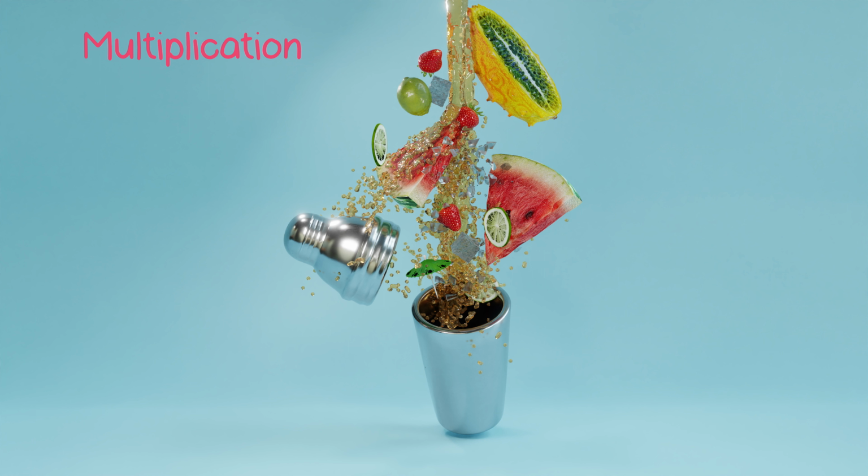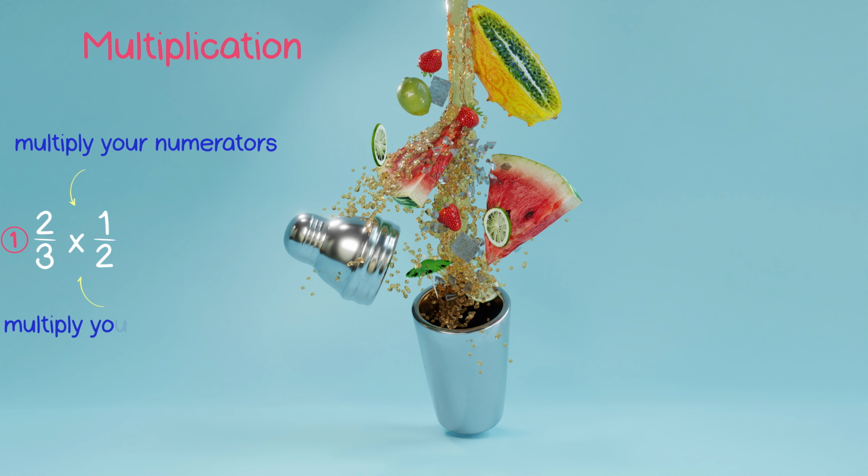The ingredients say that we require 2/3 of a bottle of apple juice, so we need to find how much we need for 1 person. To do this, we're going to multiply our 2/3 by 1/2. Multiplying fractions is really straightforward. You multiply your top numbers together and your bottom numbers together. The top number is called a numerator and the bottom number is called a denominator.